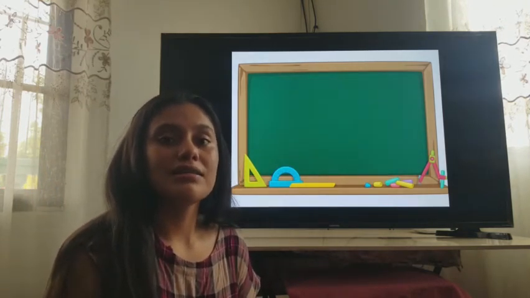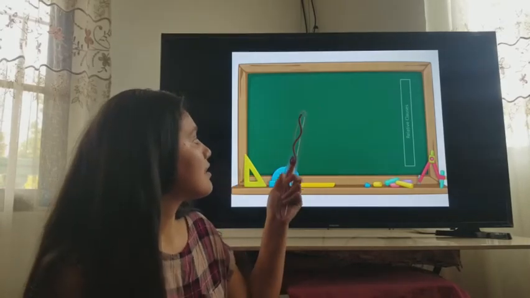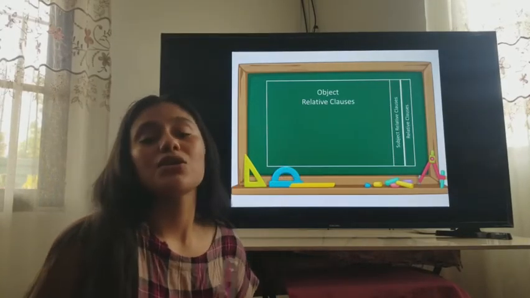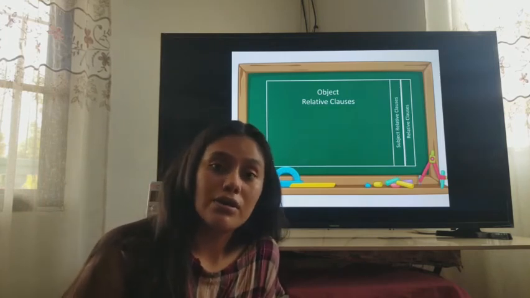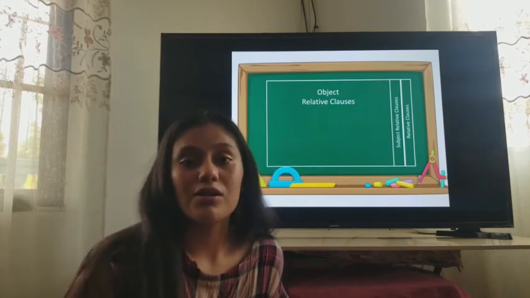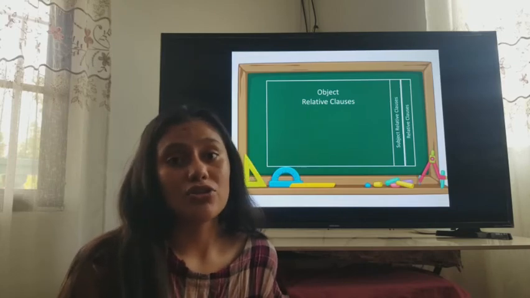Now, let's talk about the object relative clauses. When we use these relative clauses, we could use the relative clause pronoun or we can not use it.